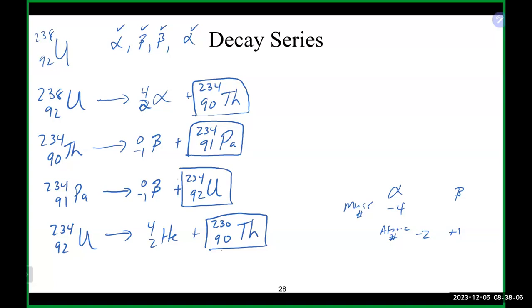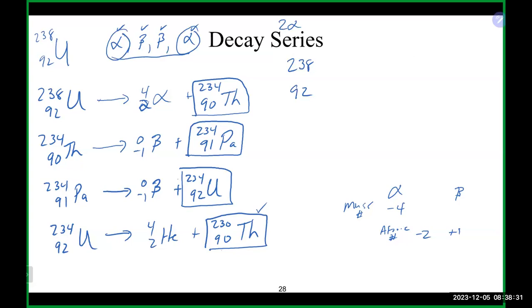Now, if you were doing this and you were just interested in what you're going to get at the end of this short little process, you could just add up what you have going on here. So we started at 238, which is our mass number, and 92, which is our atomic number. And in this case, we went through two alpha decays.